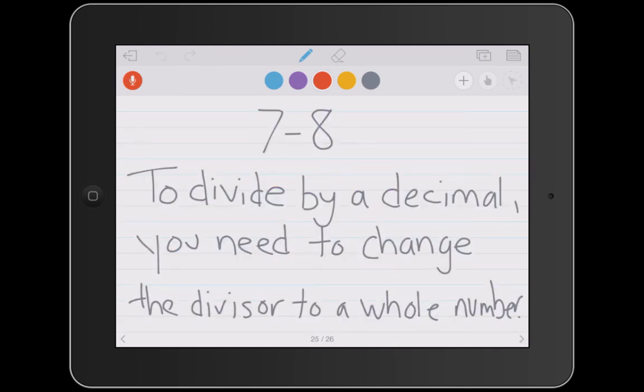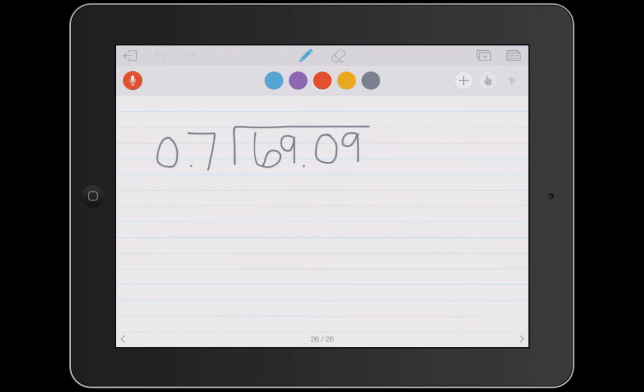For your notes tonight, I want you to write this down. To divide a decimal, you need to change the divisor to a whole number. Let's take a look at one more. Please write this in your notes. I need to swoop this over. I need to swoop this over, and then I bring it right up.